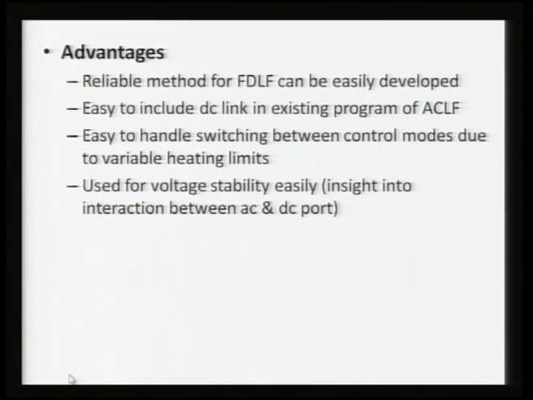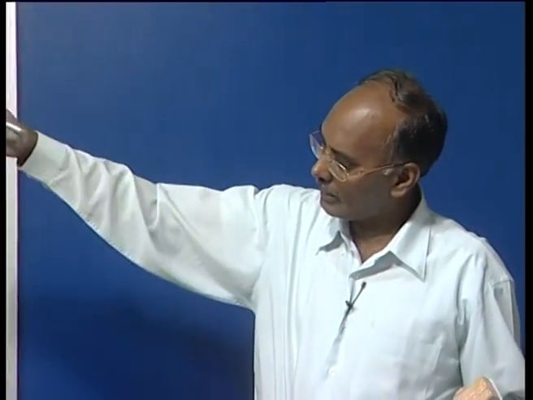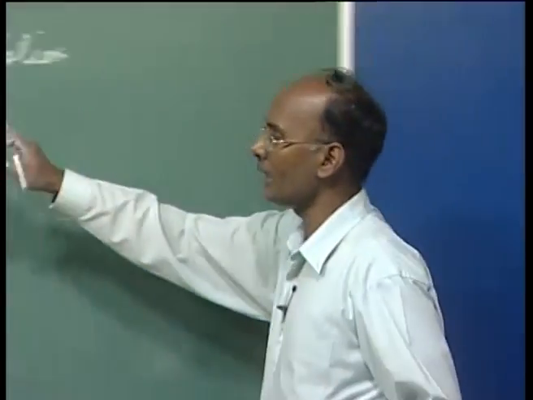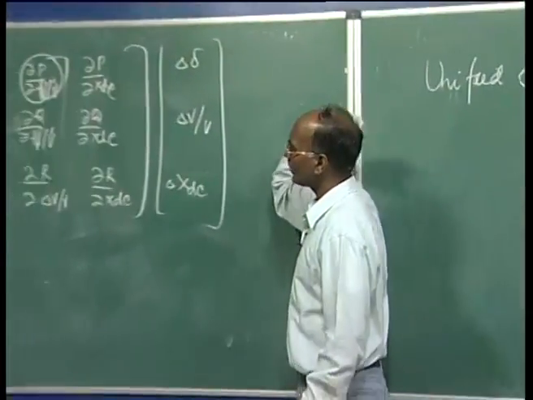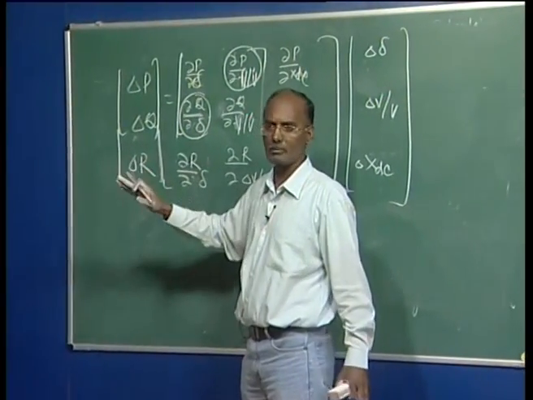So the unified variable method is advantageous, in that a reliable FDLF can be developed. It can be very easily incorporated. If you already have the program code, you can very easily put this modified value here in the unified scheme. You can very easily modify it.